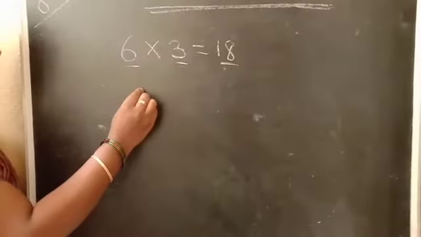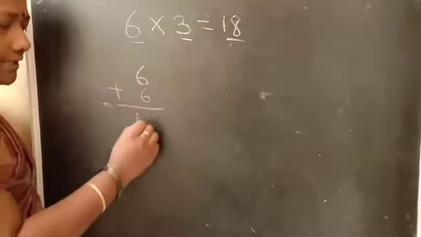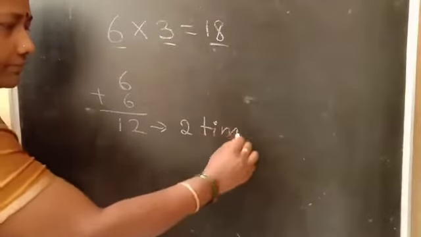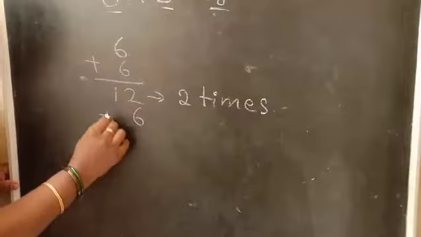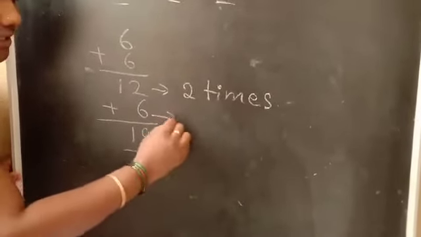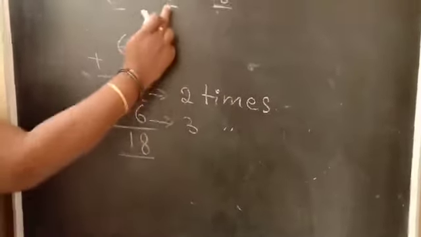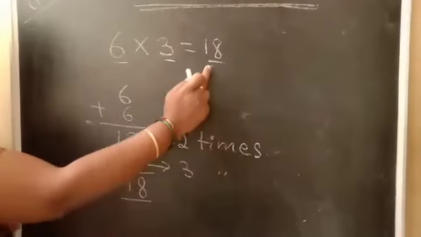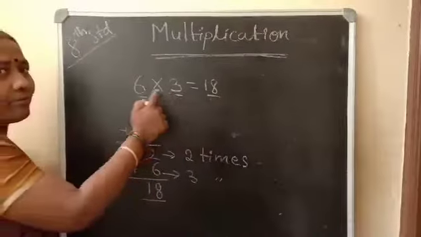Suppose now 6 plus 6. What is the result? It is 12. 12 is 2 times. One more 6 we are going to add with this, so our result will be 18. This is the third time we are adding. So 3 times adding 6, our result will be 18. So multiplication is a shortcut form of addition.